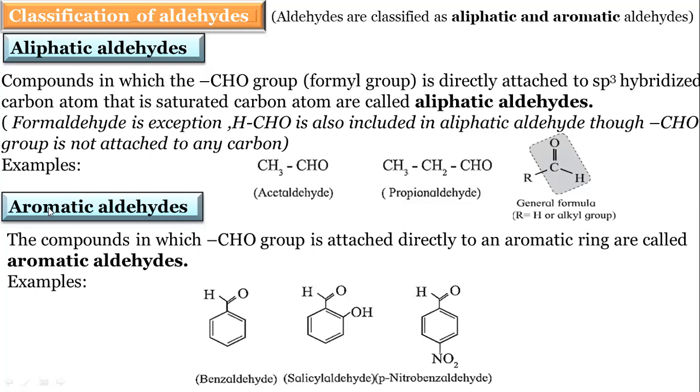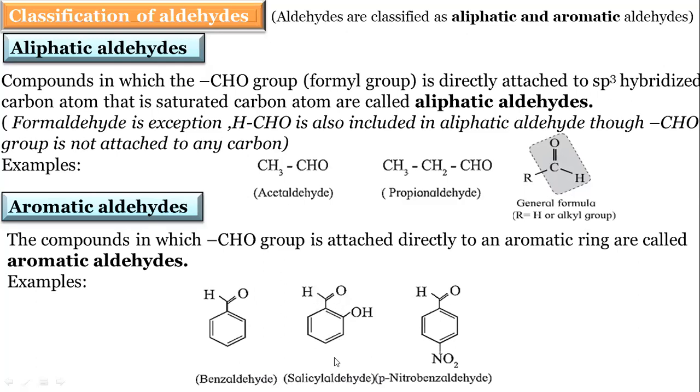So aromatic aldehydes, in which the CHO group, see clearly here, this CHO group is directly attached to the aromatic ring. These are called aromatic aldehydes. So this is a benzene ring and this is a CHO group. So this is benzaldehyde, this is salicylaldehyde. Salicylaldehyde is prepared in the Reimer-Tiemann reaction.